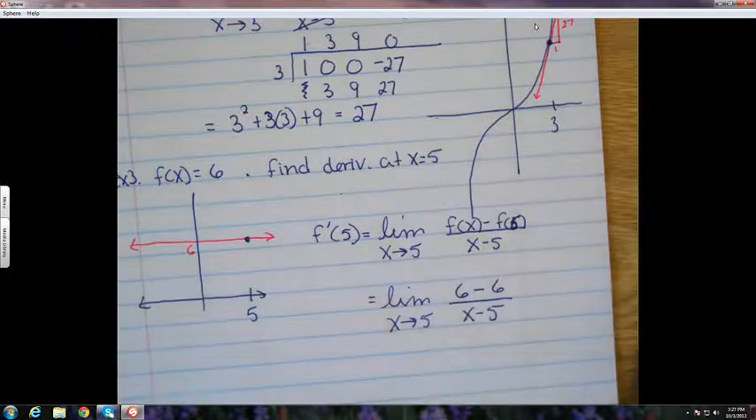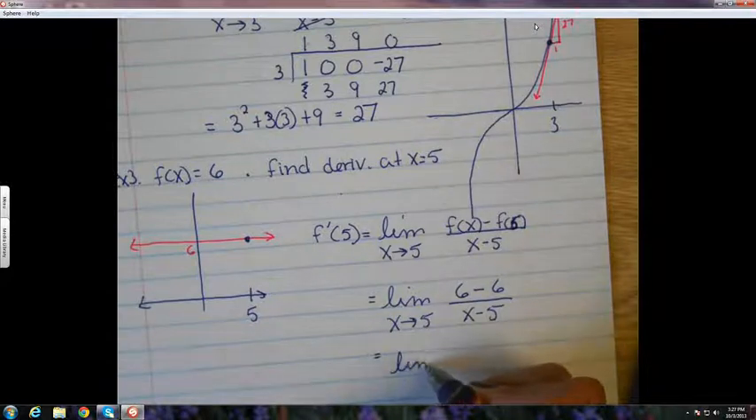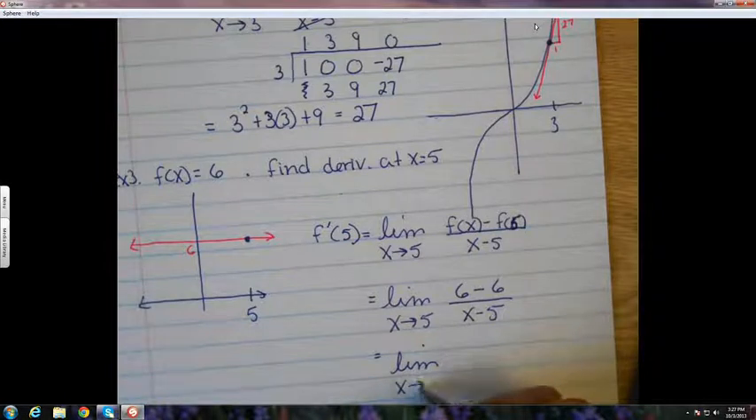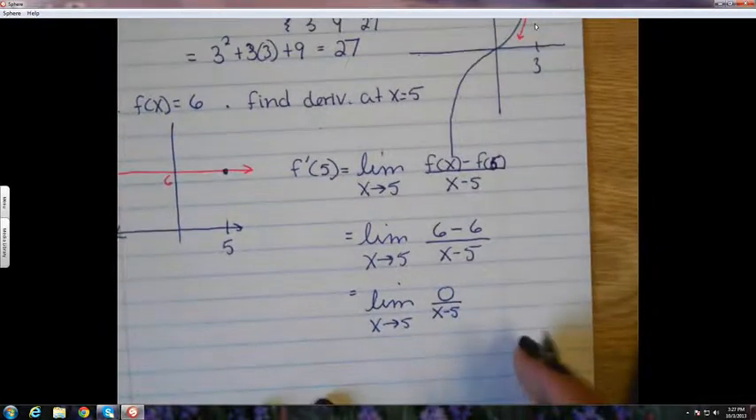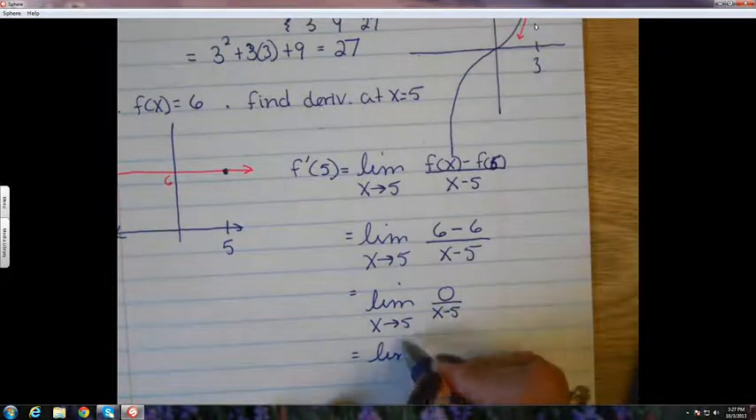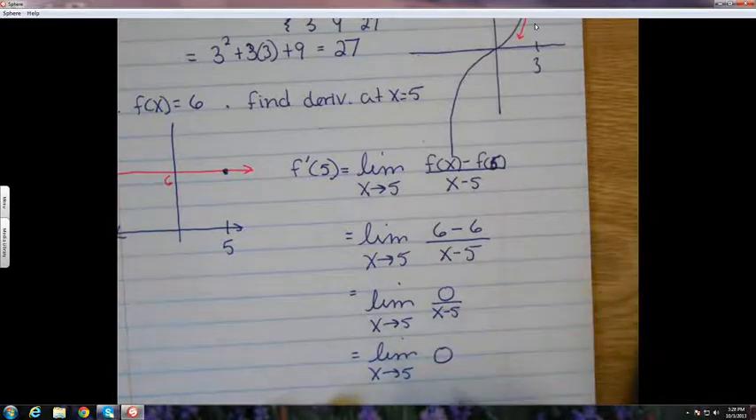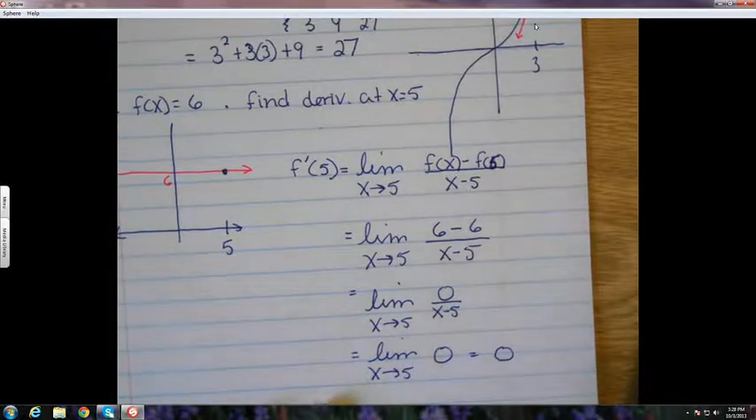I'm going to simplify before I substitute in. I'm not substituting in yet. 6 minus 6 is 0 over x minus 5. Still simplifying. What's 0 divided by anything? What does that simplify to? 0 divided by anything is 0. Now I've got the limit of a constant. What is the limit of a constant? It is the constant. So we got a derivative of 0.